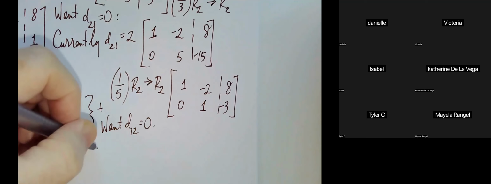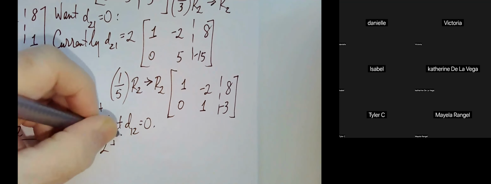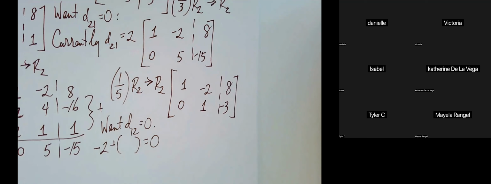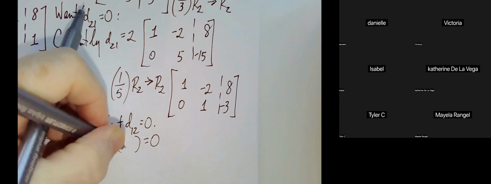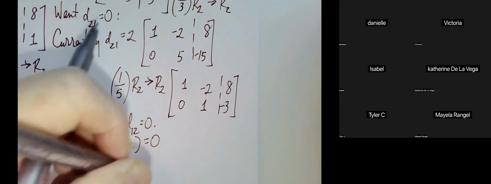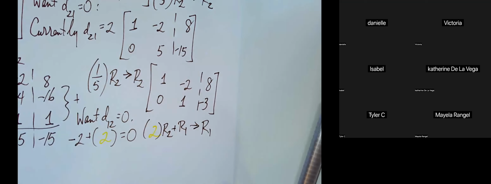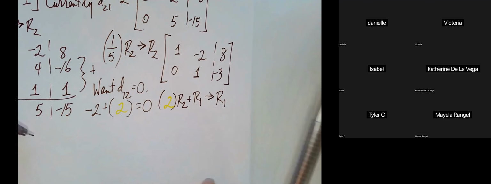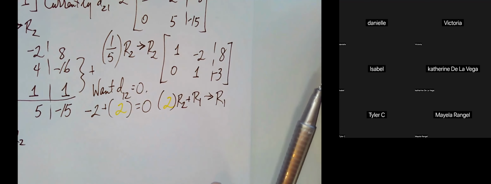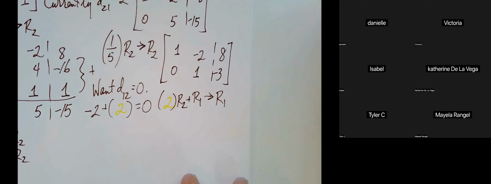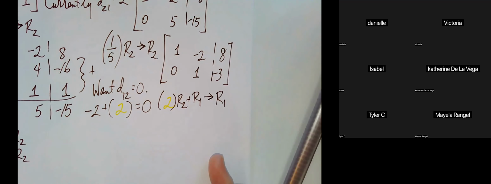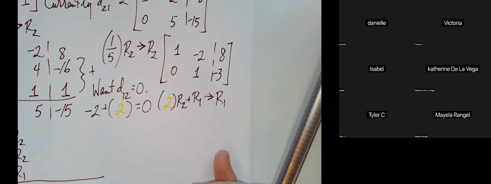All right. And so what can we add to -2 to get 0? We can multiply the second row by 2. Very good. So 2 times row 2 plus row 1 will give us a new row 1. And let's see, we have row 2, 2 times row 2, row 1, the new row 1.